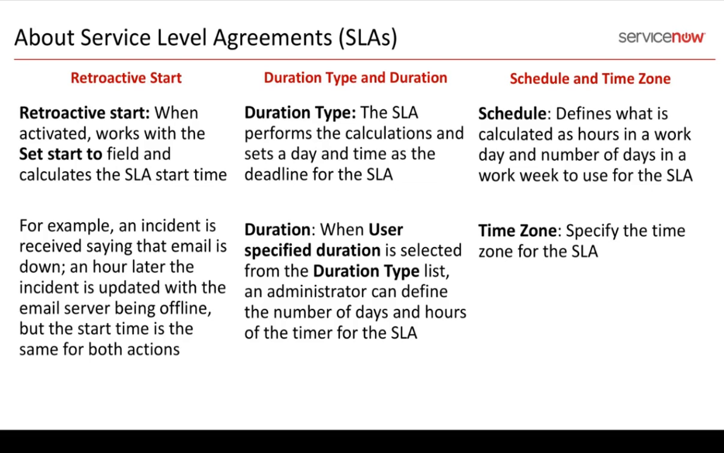Duration type, when the user specified duration, we have a couple other in there built for you. Next business day, things of that sort. But user specified duration being very common. It's saying it's 4 hours, it's a day, or it's 24 hours. So you're actually specifying in days, hours, minutes, seconds. Correct. Oh, okay. Down to the second? Yes. Oh, very cool.